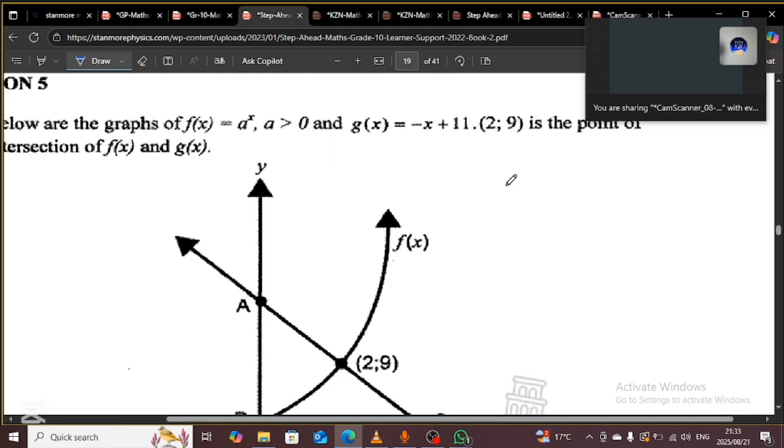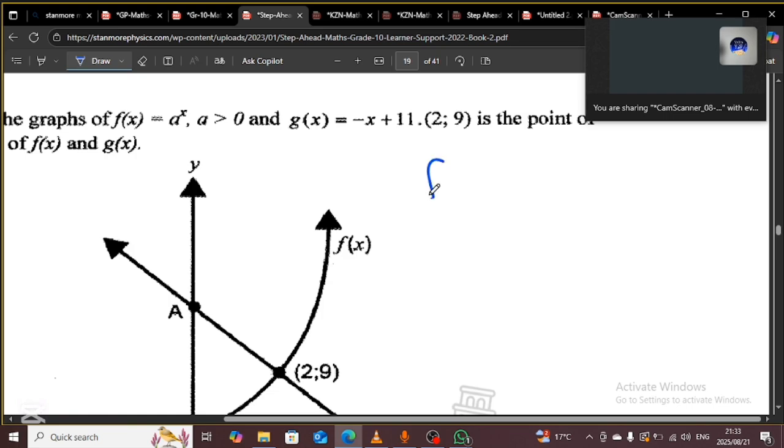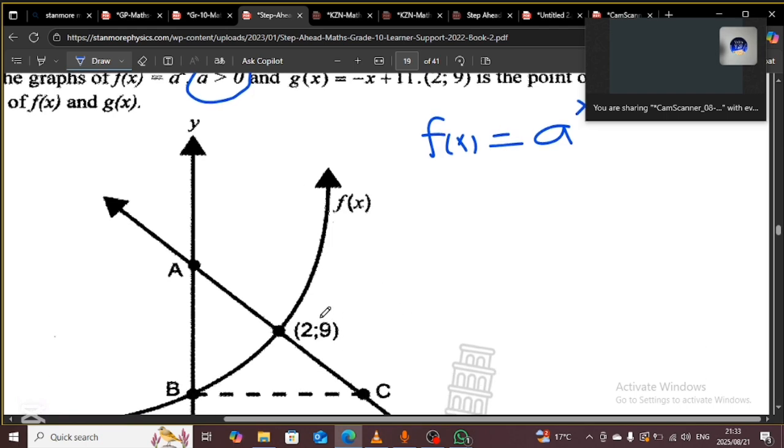We are given f of x equals a to the power of x, right? And remember, a has to be greater than 0. Since a lies on this equation of f of x, we can use this point, since they are on the function, right? They're on top of this function. So let's substitute. Our y is 9.